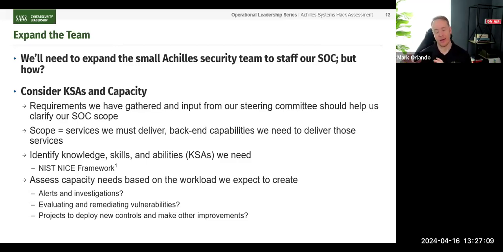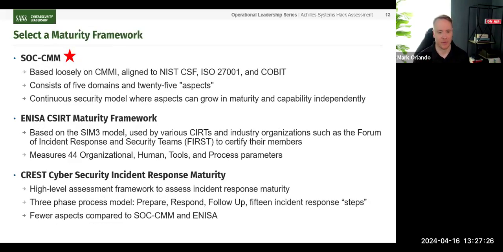We want to look at what quiet days look like at Achilles, what busy days look like at Achilles, kind of triangulate based on that, right? So we're looking at KSAs and capacity. Those are some key variables that will help us build out the team in a smart way, use our resources wisely. We also need to select some kind of maturity framework, which will act as a roadmap for us to improve and expand our capabilities.